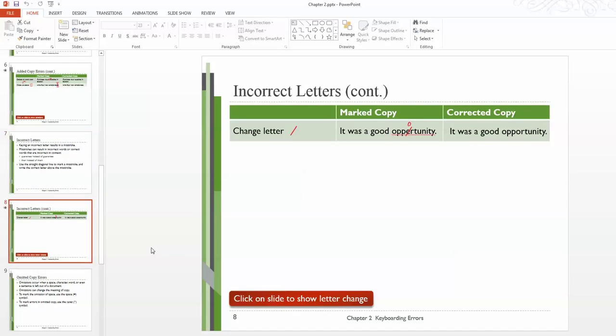When we see a problem like that, this change letter, the slash, you simply slash through the incorrect letter and then replace it by handwriting the correct letter above.